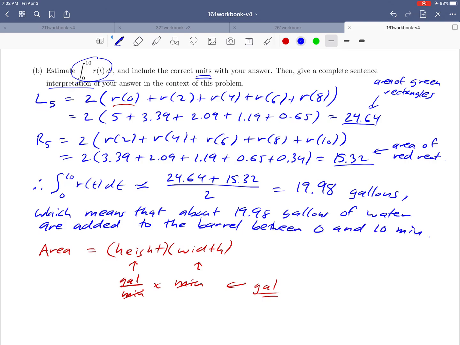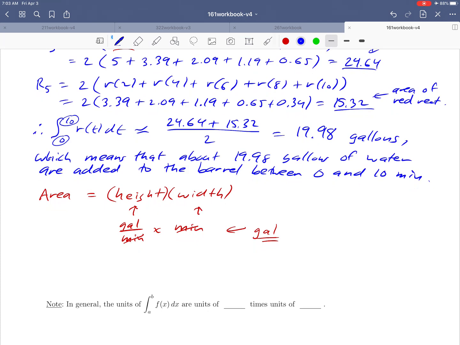Okay, and we'll emphasize as part of our explanation that that amount of water was added between 0 and 10 minutes. That was the limits of integration. They're telling us our interval. Okay, and I think we've finished that problem. Oh, sorry, not quite. There's one little thing at the bottom of the page here. Let's fill that in together.